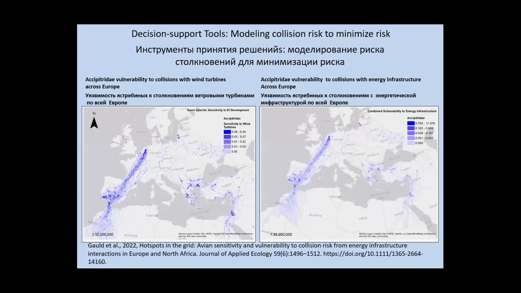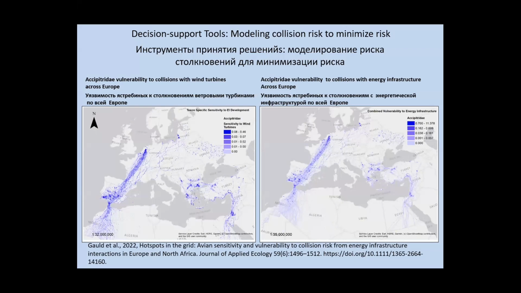So maps can be used to create something we call decision support. Decision support tools enable scientists to decide on a best course of action by using the most current and up-to-date scientific information to make decisions. A good example of a decision support tool is work done by Gauld and colleagues for Europe and North Africa.